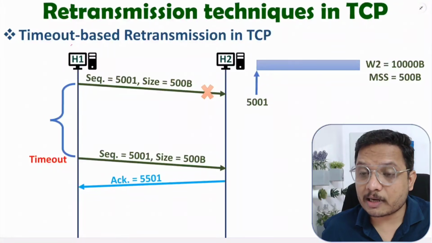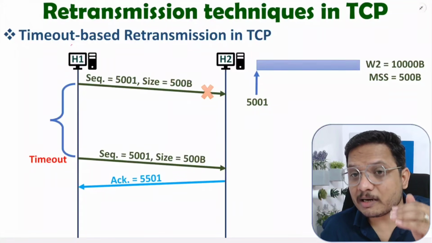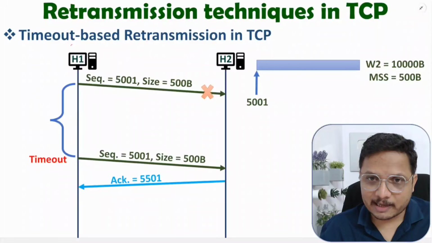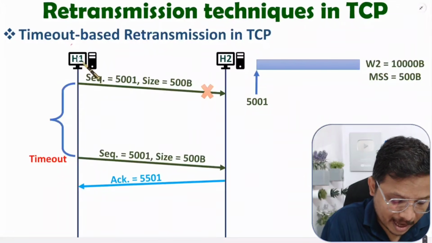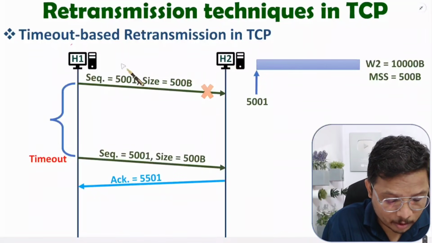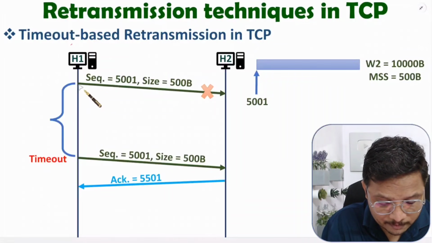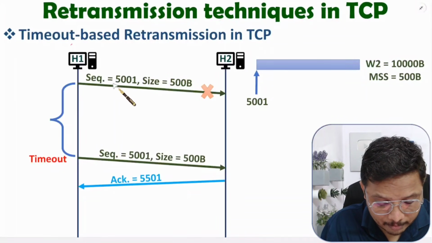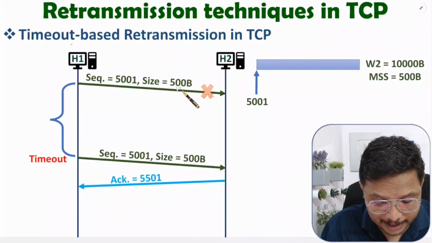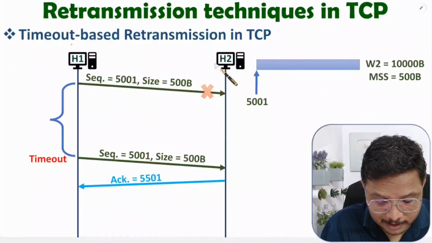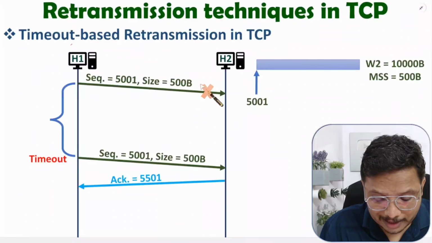Let me explain first how timer based timeout retransmission happens in TCP. For that, let me take one example. Here if you observe, we have host 1 and host 2, where host 1 is sending a frame to host 2. This frame has sequence number 5001 and a segment size of 500 byte. See, this frame is getting lost somewhere in the medium, right? So what will happen here?